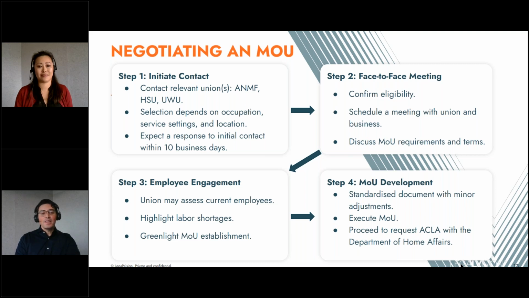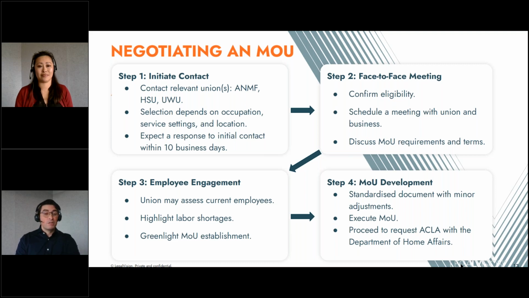Then obviously we move on to step 2, which is, once that initial contact has been set up, you will have to undergo some sort of union meeting in which basically the union wishes to confirm who the organization is and whether you meet the eligibility criteria. They also want to understand the workforce, what sort of policies, what sort of rosters, hourly work, working conditions you have for your staff in that specific occupation.